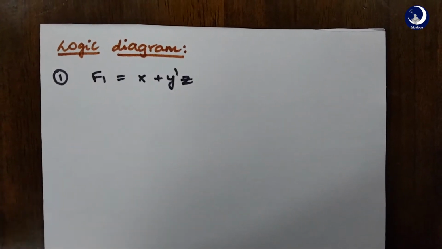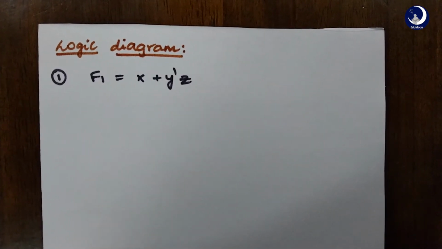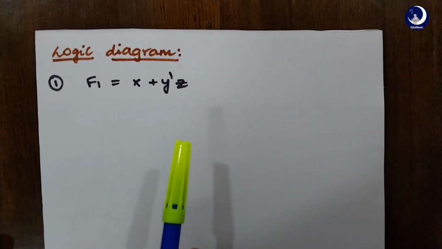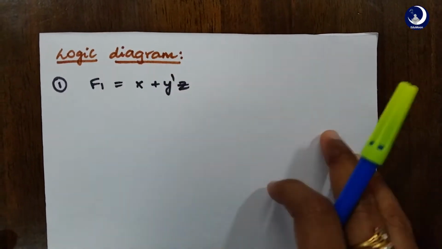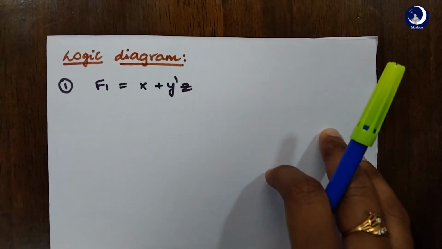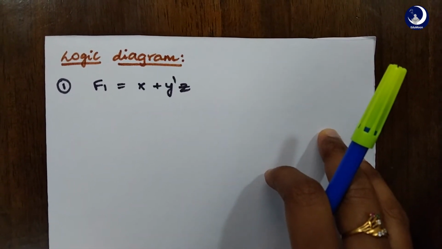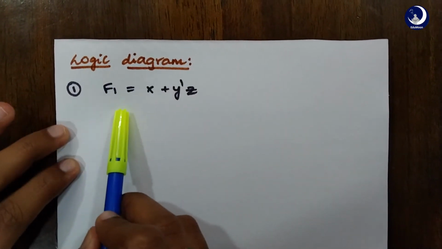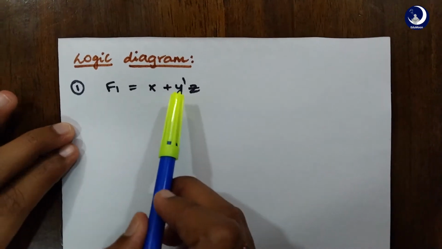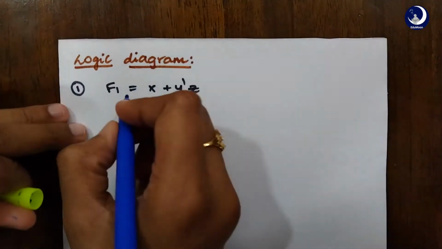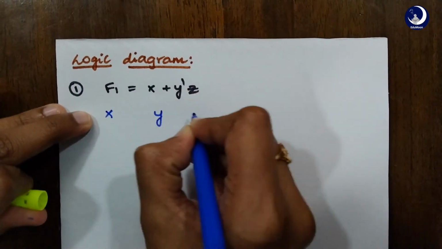The most prominent kind of questions that are asked for Boolean functions are: you need to draw a logical diagram, or you will be given a logical diagram entirely and then asked to find the Boolean expression for that. We will consider these types of problems in this particular video. Now, how do we draw a logical diagram for the given Boolean function? Now here we have x, y and z, right? So what we will be doing is x, y and z.